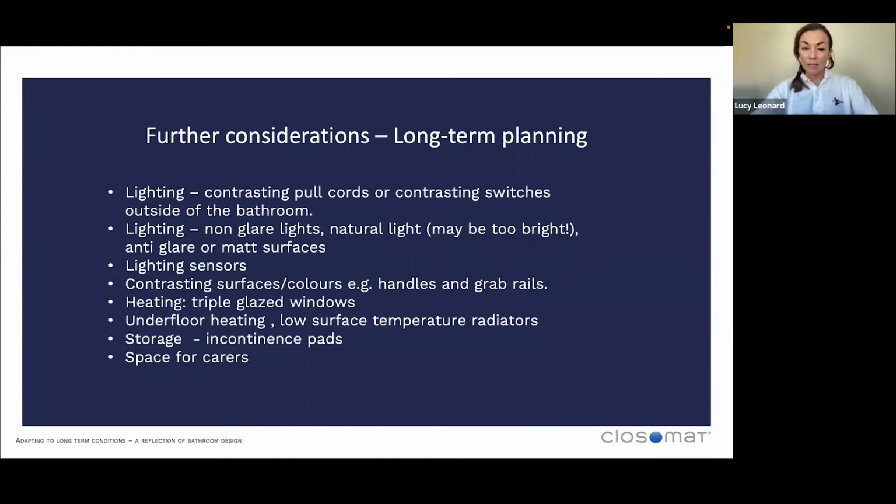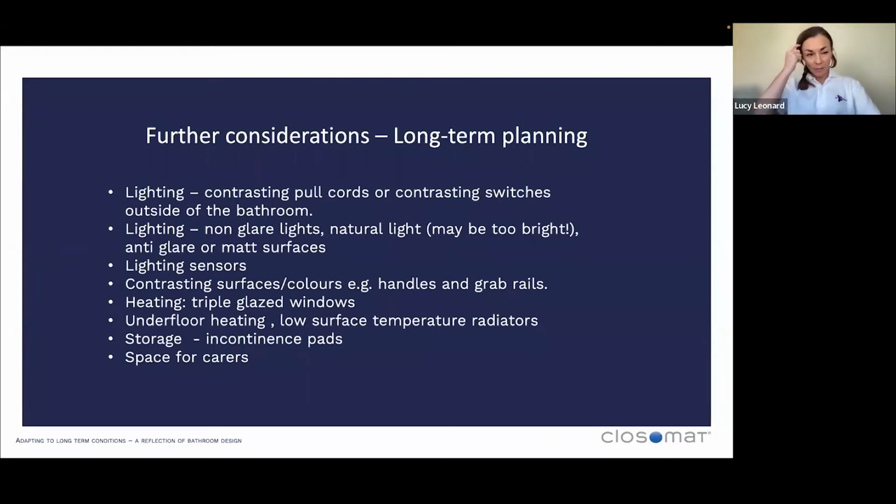Think about contrasting surfaces and colours. So don't have a white floor and a white toilet for somebody with visual problems. And then heating. Bathrooms are often cold places, so we need to think about keeping people warm. Often people with long-term conditions and disabilities take longer to get dry and get dressed, so we need to think about keeping that room nice and warm.